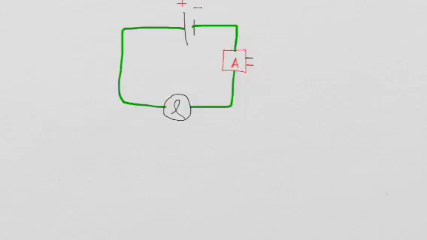So here's my symbol for the light bulb. There we go. I now have a simple circuit and I'm measuring current intensity. It's going to give me a little reading, right?